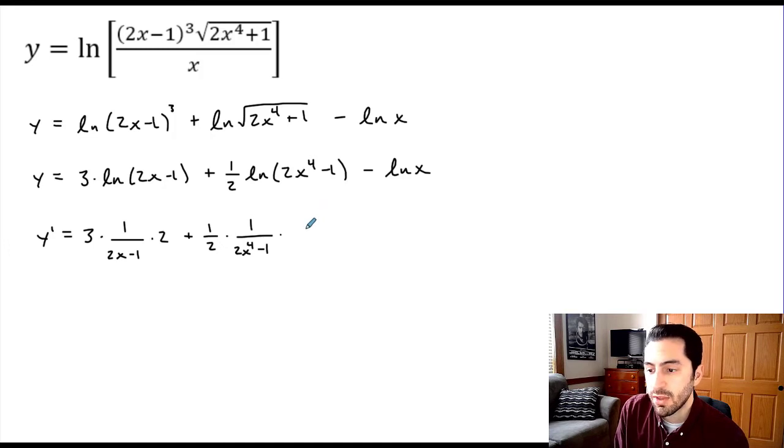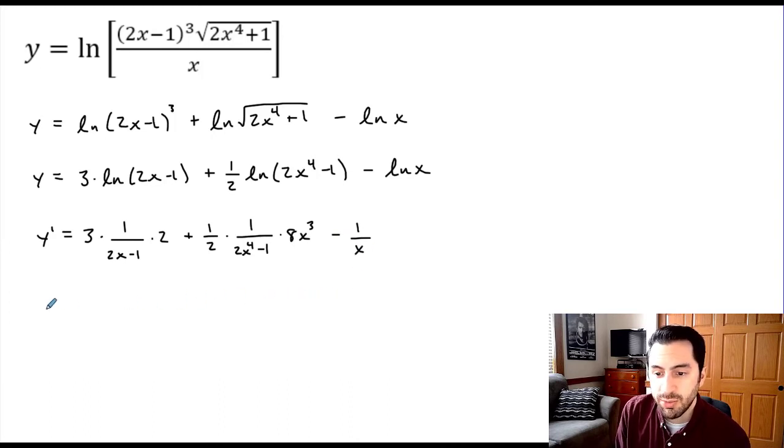will come down, and that's going to turn into 8x, and then subtracting 1 from the exponent, we get 8x cubed. And the derivative of -1 is just 0. Then our last term, the derivative of the natural log of x, that is simply 1 over x.